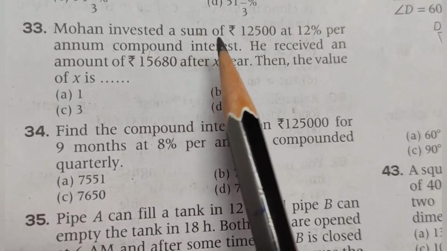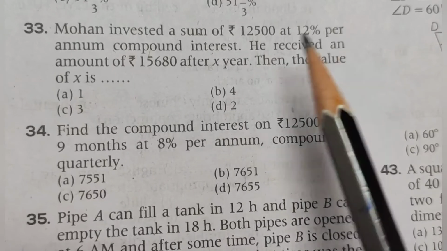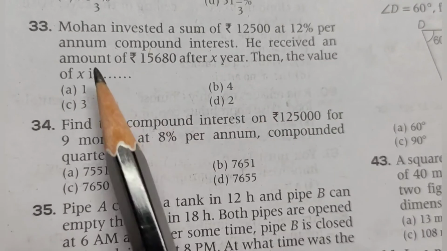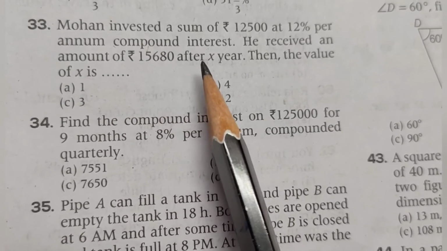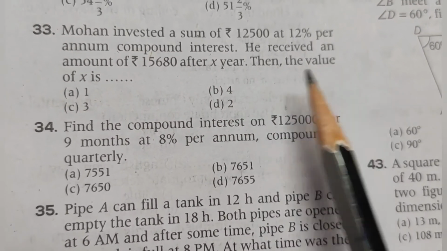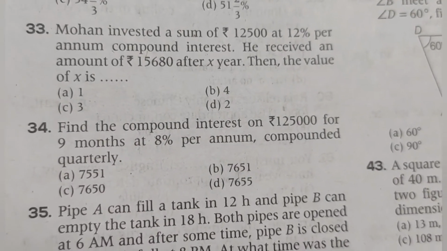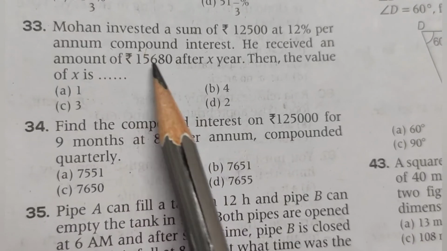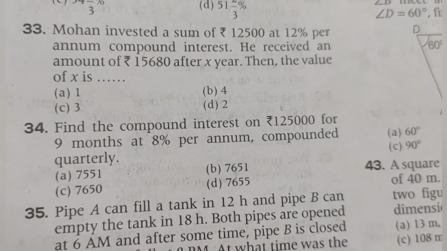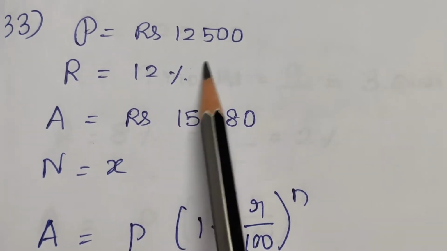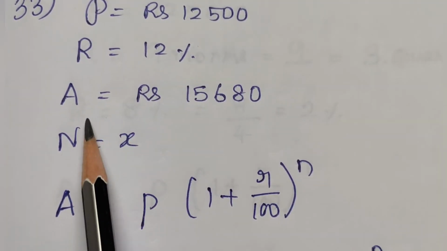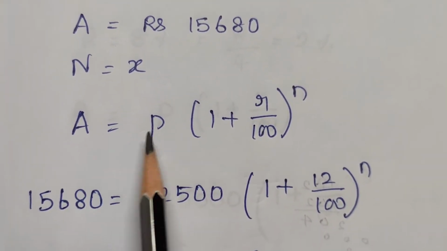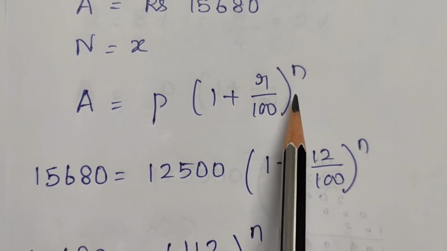33. Mohan invested a sum of rupees 12,500 at 12% per annum compound interest. He received an amount of rupees 15,680 after x years. Then the value of x is dash. Invested sum is principal, then rate of interest, amount. We need to find out the number of years. Principal is equal to 12,500, rate of interest is equal to 12%, amount is equal to 15,680, n is equal to x years. Amount is equal to P into (1 plus R by 100) power n.